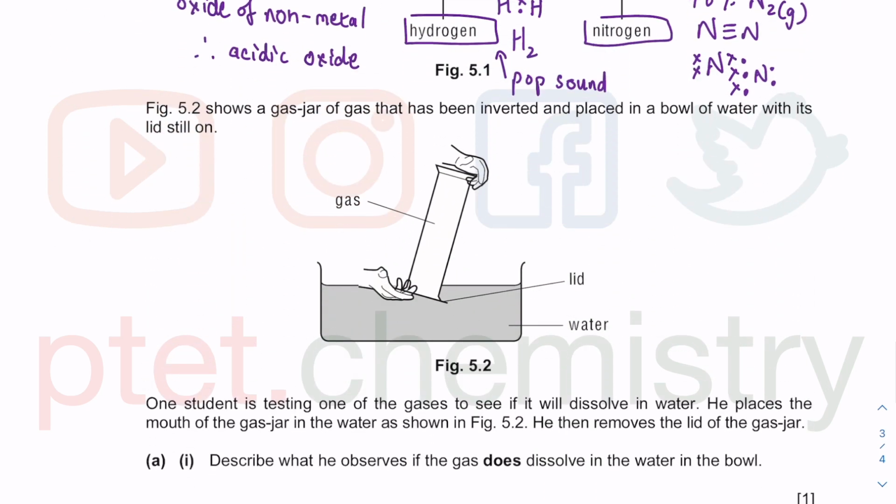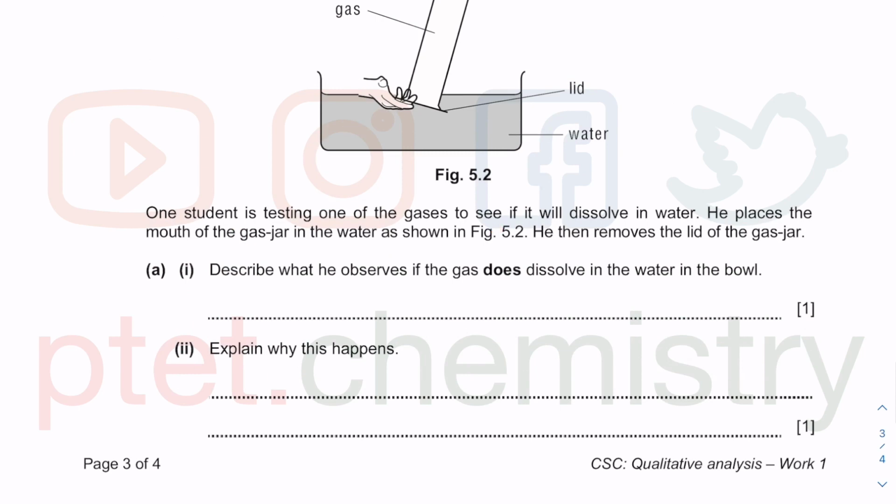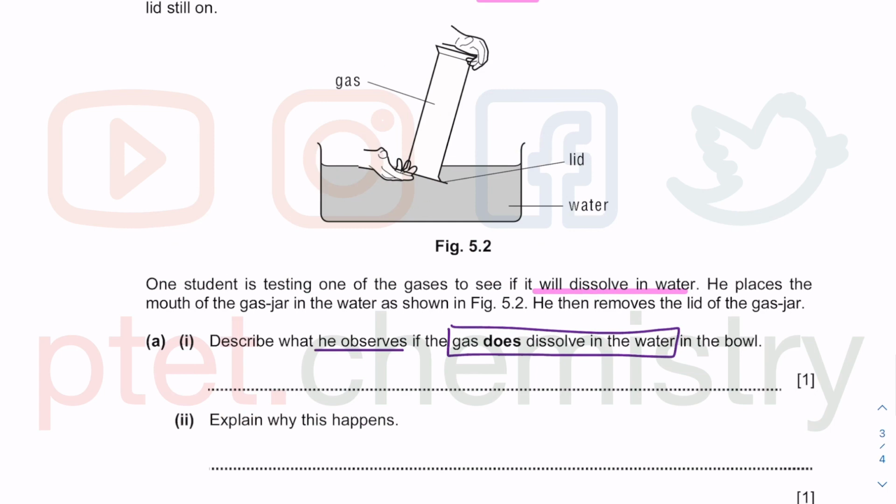So we have a gas jar that has been inverted. Inverted means upside down, and you put it in there. And this student is testing if one of the gases will dissolve in water or not. You place the mouth of the gas jar like that. What you observe if the gas does dissolve in the water, as you remove this particular lid, the gas will go into the water. As the gas occupies the volume there, if you remove the lid and the gas goes into the water, the volume of the gas will decrease and the water will go up.